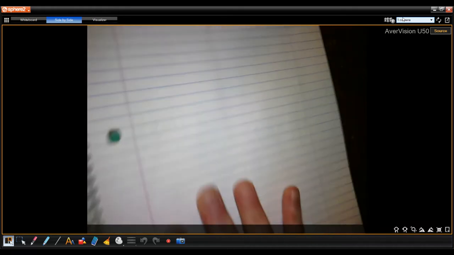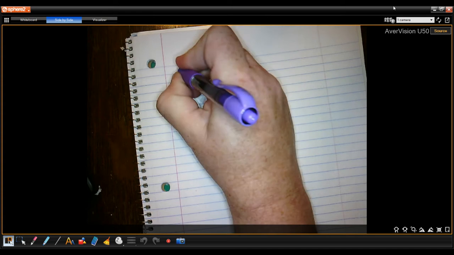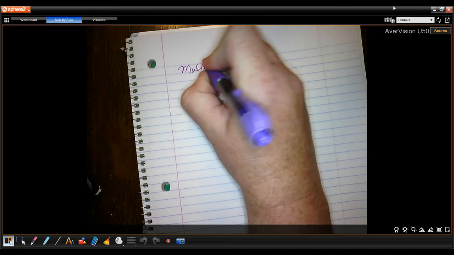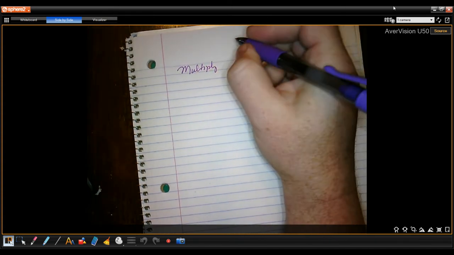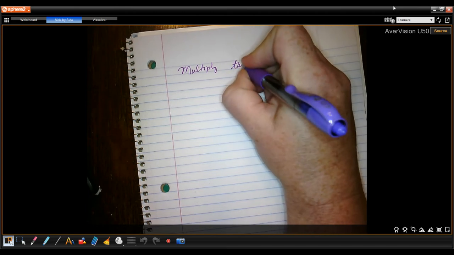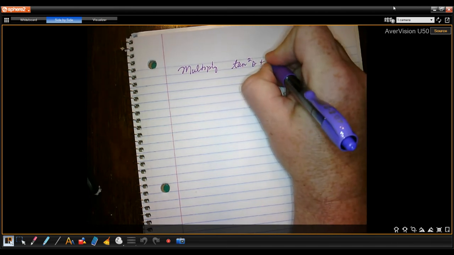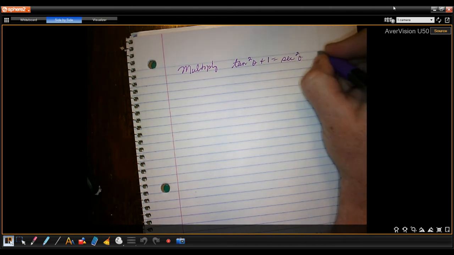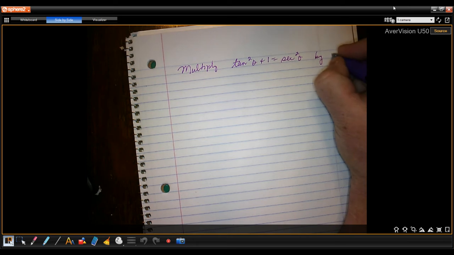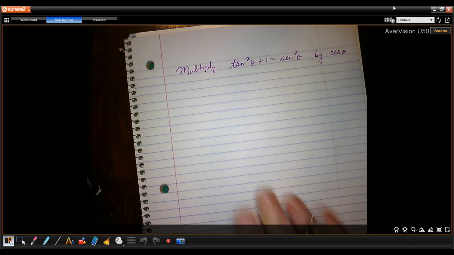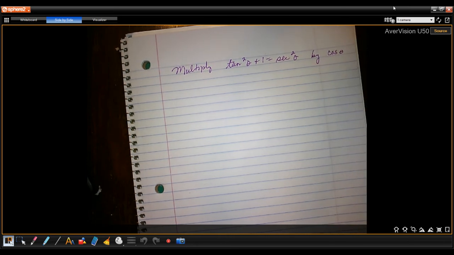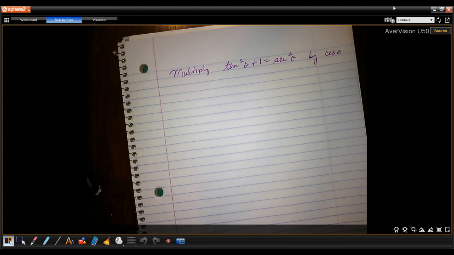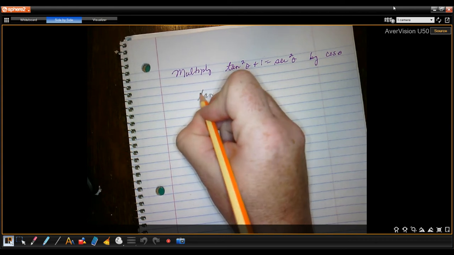Here's another example. We're going to multiply tangent squared theta plus 1 equals secant squared theta by cosine theta. We're just going to do what it says. If you want to pause the video there, you can, and see if you can get what I get. I'll set it up for you.